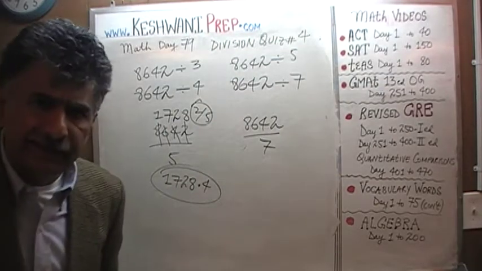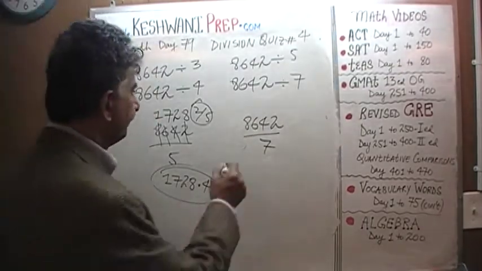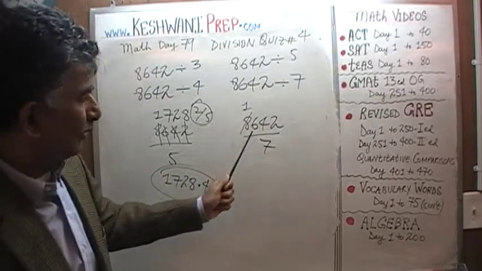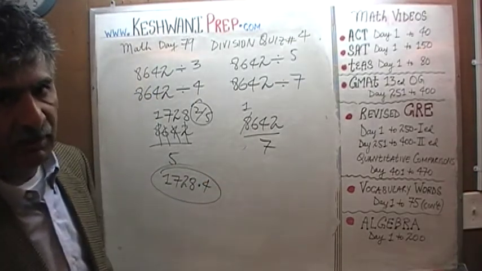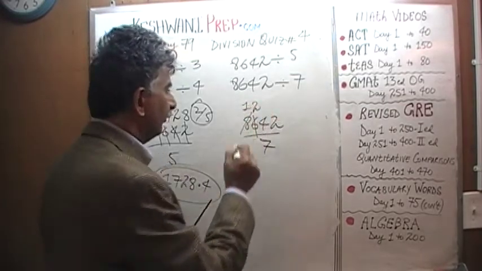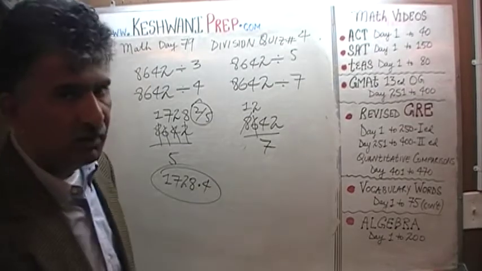How many 7s does 8 have? 8 has no 7. Oh, rather, sorry. 8 has 1 7. The remaining 1 goes and joins the 6 becomes 16. How many 7s does 16 have? 16 has 2 7s. 2 7s are 14. The remaining 2 goes and joins the 4 becomes 24.